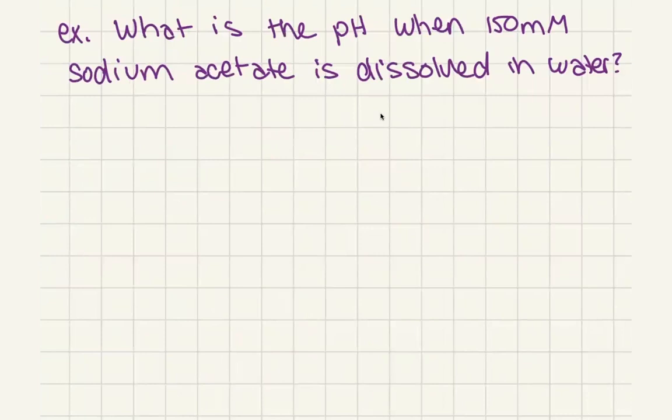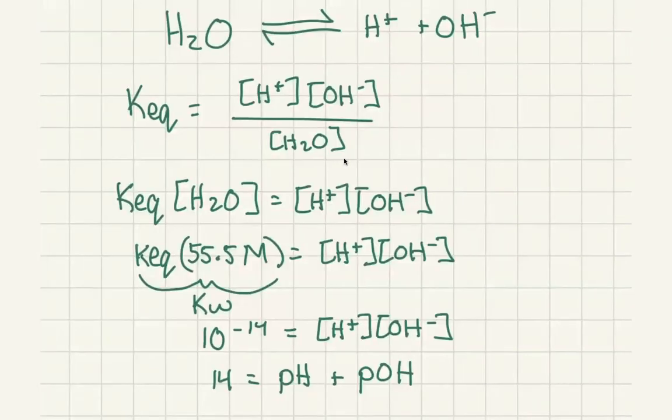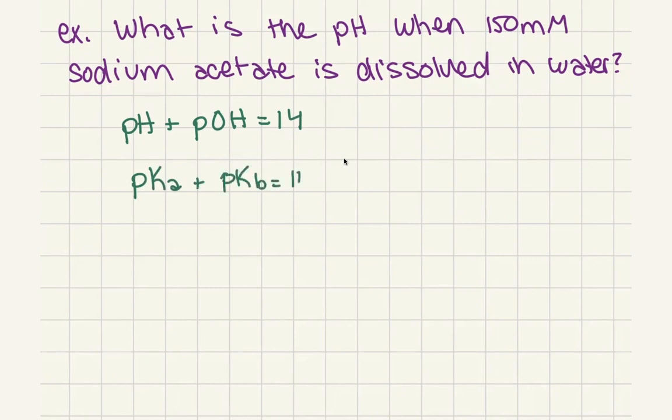So now let's use that knowledge to solve a question about what happens if we dissolve a base, in this case sodium acetate. We need to use a couple of different relationships here. One is what we've just talked about, that the pH plus the pOH is equal to 14. The other is that our pKa plus our pKb is equal to 14. By using these relationships, although we don't know pKb directly, we can figure it out based on the pKa of its conjugate acid.